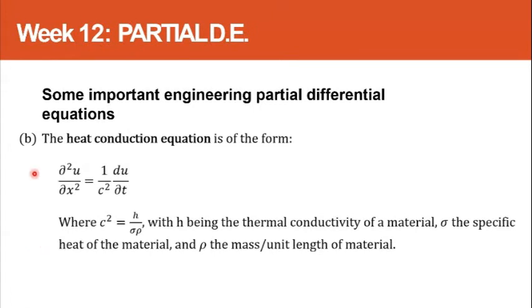And then next is the heat conduction equation. For the heat conduction equation, we have the formula as the second derivative of u over x squared equals 1 over c squared times the derivative of u with respect to t. And the formula for c squared is h over sigma times rho, with h being the thermal conductivity of a material, sigma being the specific heat of the material, while rho is the mass per unit length of the material.